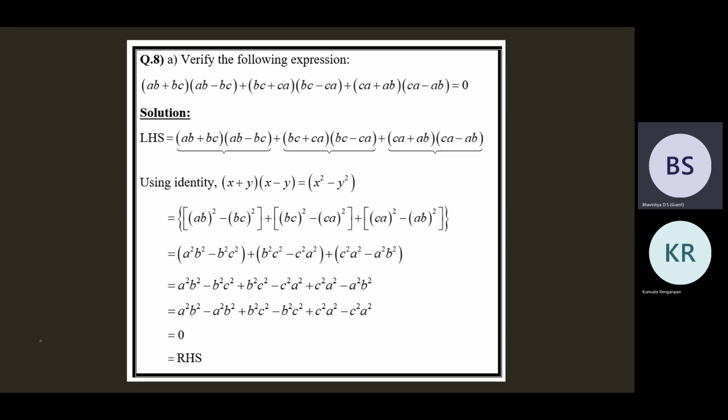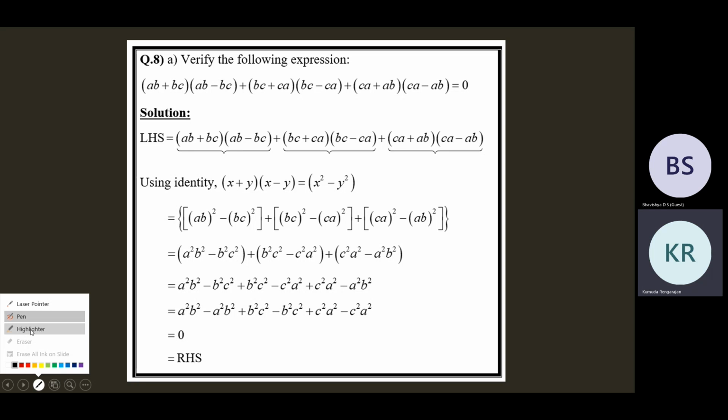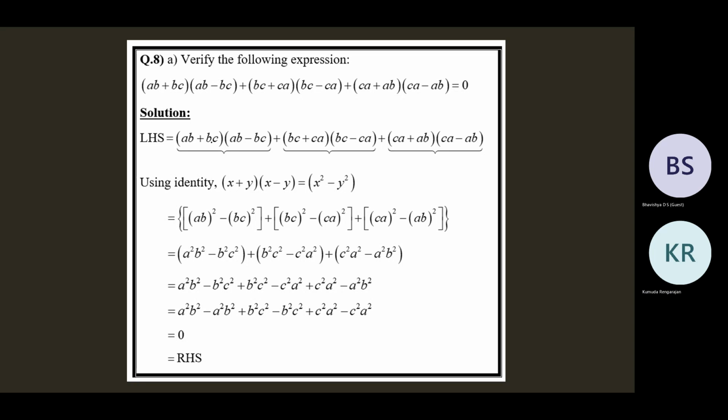That's all it is. So you need to work like this. You see here? So take up the LHS. It's very fine, no? The LHS is this one. So multiply these two. I've used a bracket. We're making use of this identity: x plus y into x minus y is x squared minus y squared. So the answer for this one is AB the whole square minus BC the whole square. For this one, BC the whole square minus CA the whole square. And for this one, CA the whole square minus AB the whole square.